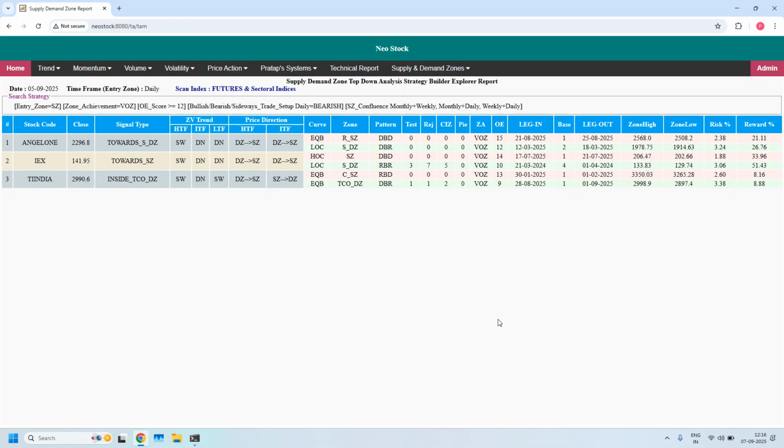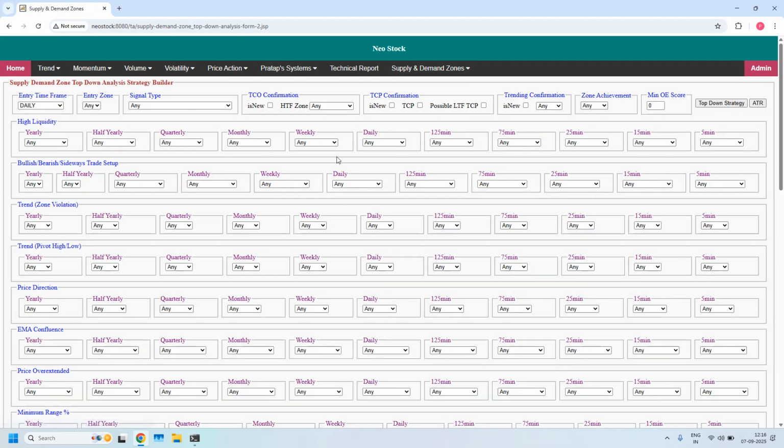Next, I will generate weekly income trade reports. Weekly income trade entry time frame is 75 minutes. First I will generate the sideways long trade setup. So entry time frame demand zone, and bullish or bearish or sideways trade setup at entry time frame 75 minutes. I am selecting sideways long.